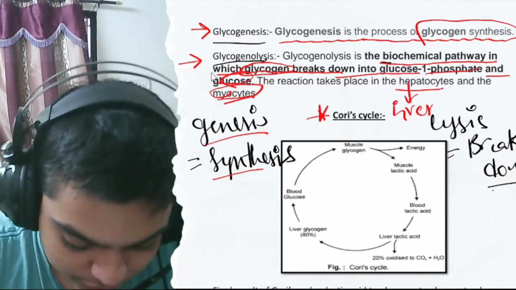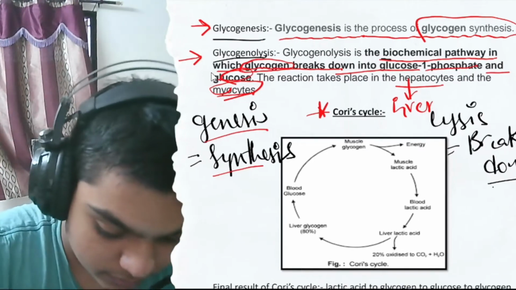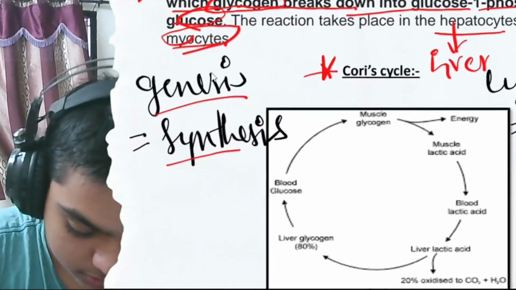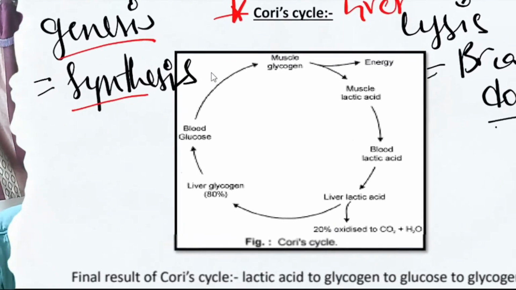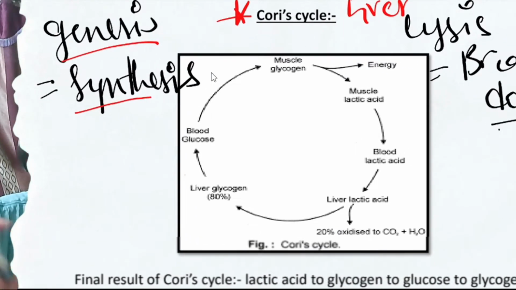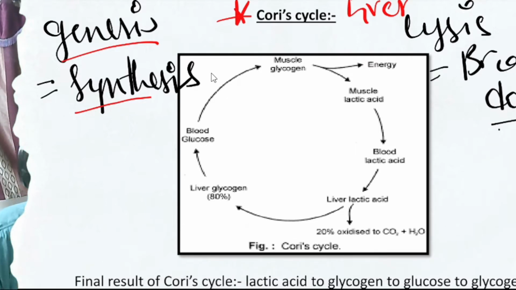Let me zoom it for you a little. Let us look at Cori's cycle. Hope I am not visible. Only for some time. Let's complete this fast and then I will be visible to you again.